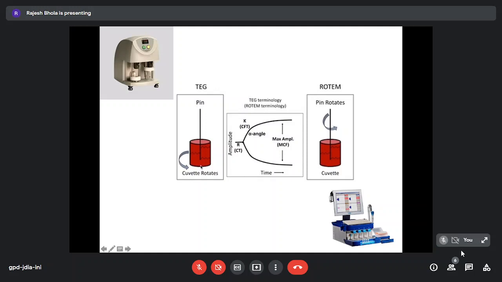But what happens in TEG? The pin is stable, the cuvette is rotating. In ROTEM, the pin is rotating, the cuvette is static. They generate a graph, a tracing of the viscoelastic strain, and this graph looks like this. There are different parameters in it: R by TEG is equivalent to the clotting time in ROTEM, K by TEG is equivalent to CFT, and the alpha angle and maximum amplitude are the same in both instruments.